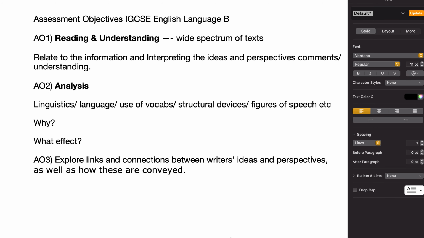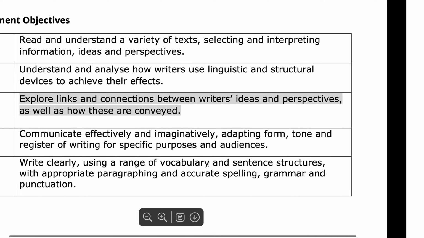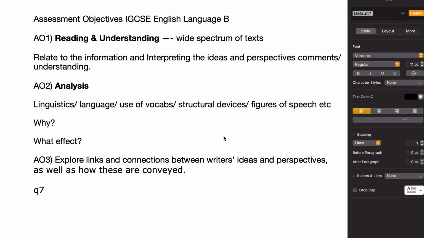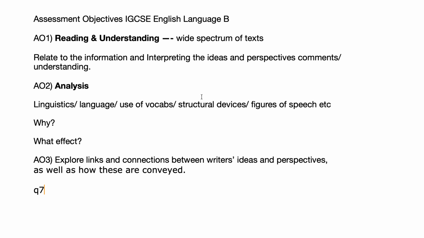Now, this is very crucial because this is where we link to question 7. Question 7 is the compare question. I'm not going to go to the question paper anymore. You have two texts. Question 1, 2, 3 is going to be based on text 1. Question 4, 5, 6 is going to be based on text 2. Question 7 is the one that merges all those together.